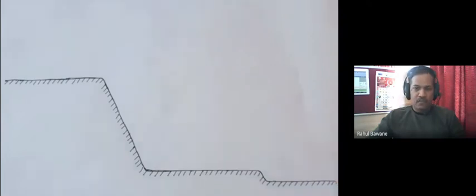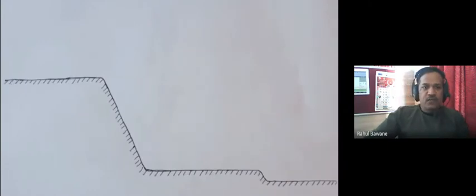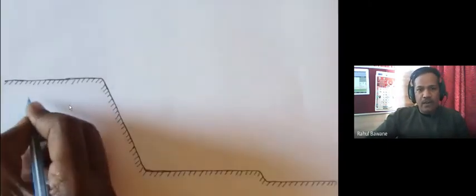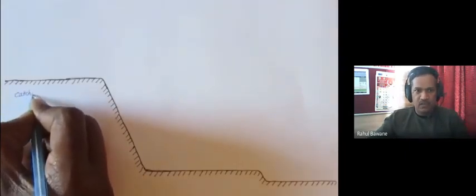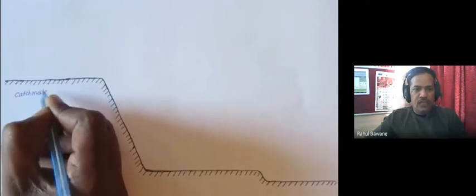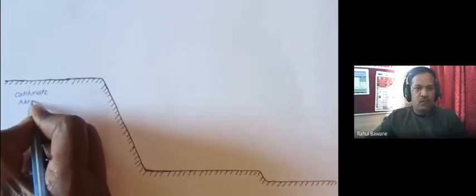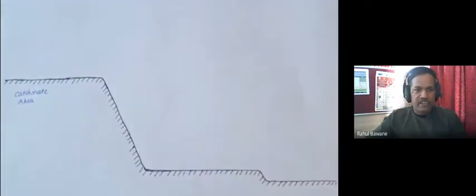Correct? So that potential energy we have to convert anyhow into electrical energy. That is our task in a hydroelectric power plant. So actually we are converting the potential energy of water into electrical energy. Now, how to store potential energy in water? For that, we have to store or form a water reservoir at an elevation, in a hilly area.